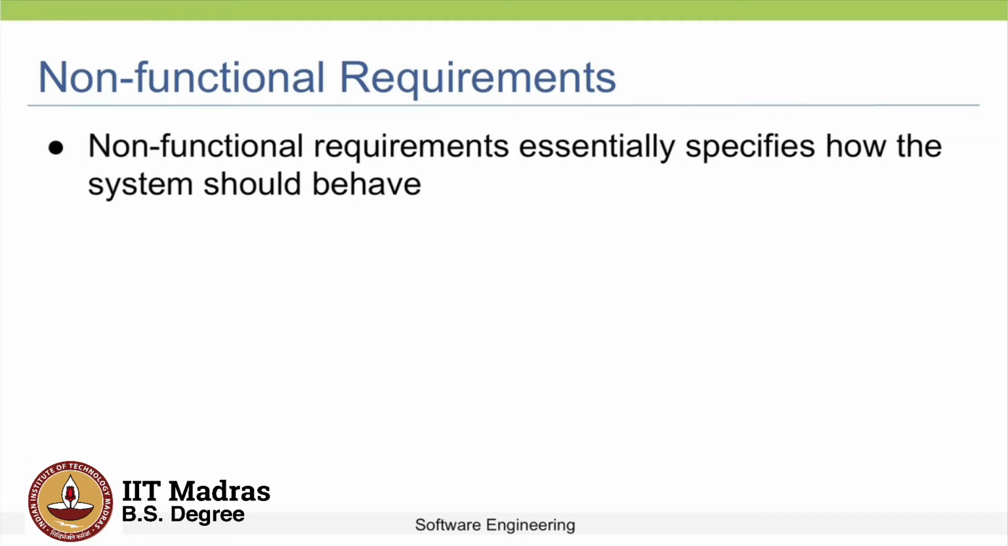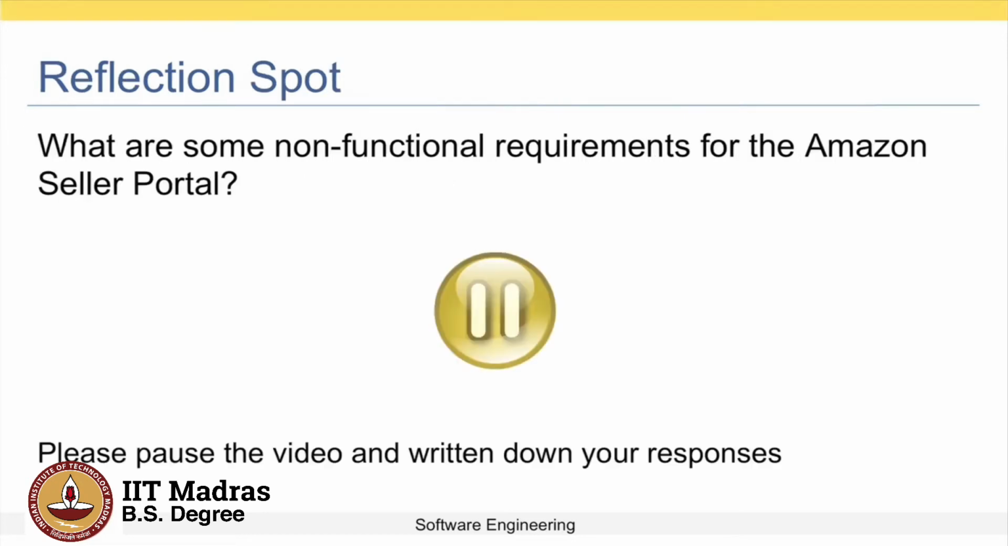It is a little difficult to understand both these terms in the beginning, especially because we are used to interpreting the word non-functional in a different way. So again, let us take the example of the seller portal. We have talked about one non-functional requirement, which was that the product update should appear within 5 seconds. What are some other non-functional requirements that you can think of for this system? Pause here, write down one or two non-functional requirements and proceed.